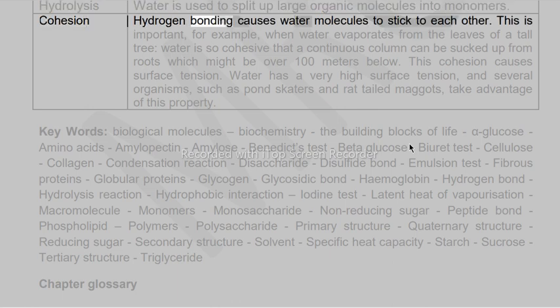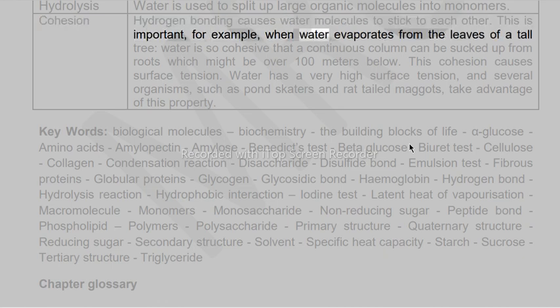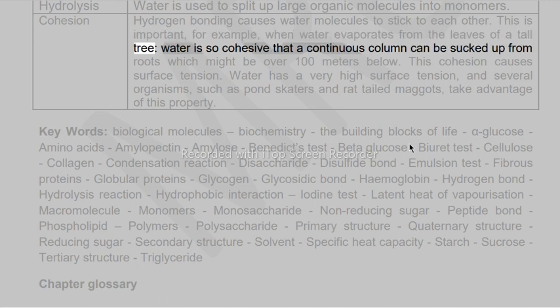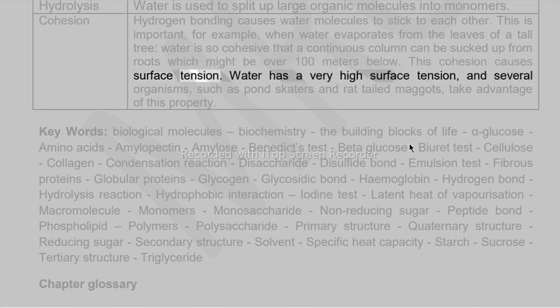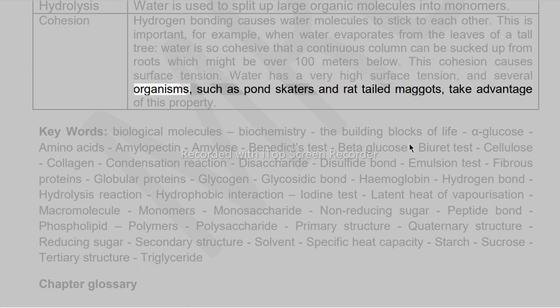Cohesion. Hydrogen bonding causes water molecules to stick to each other. This is important, for example, when water evaporates from the leaves of a tall tree, water is so cohesive that a continuous column can be sucked up from roots which might be over 100 meters below. This cohesion causes surface tension. Water has a very high surface tension, and several organisms, such as pond skaters and rat-tailed maggots, take advantage of this property.